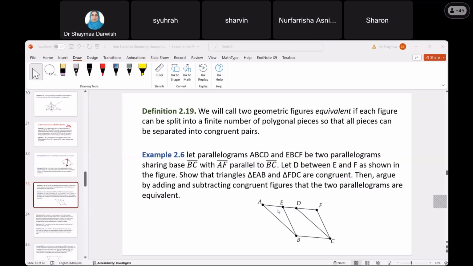Now I need to prove that the triangle EAB is congruent to the triangle FDC. I need to prove that this triangle is congruent to this one. To make it easy to name the angles, they are angle 1, angle 2, angle 3, and angle 4, angle 5, and angle 6.